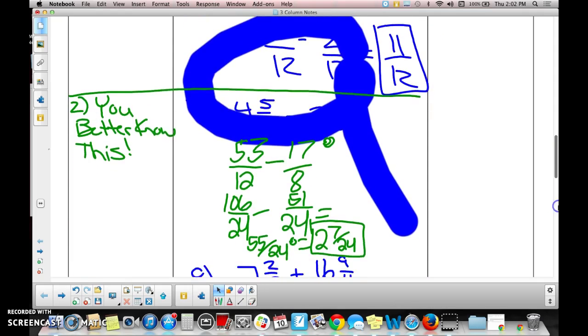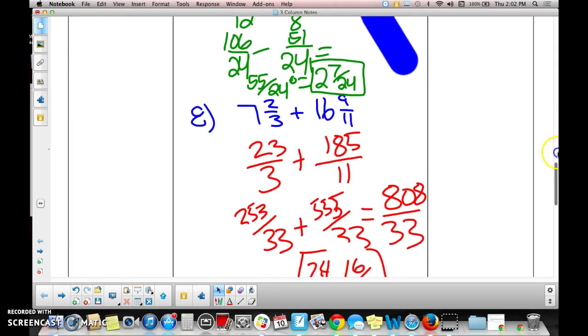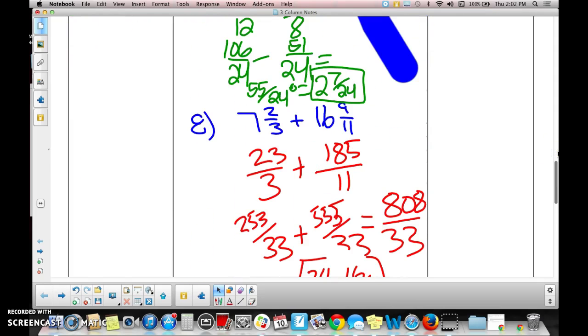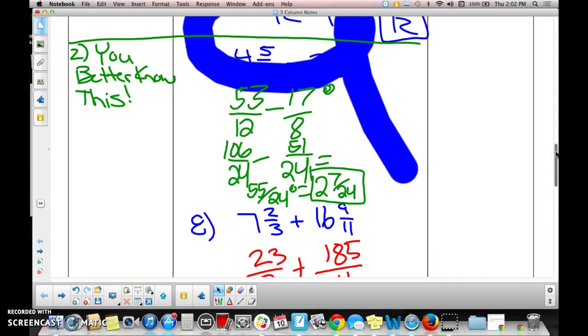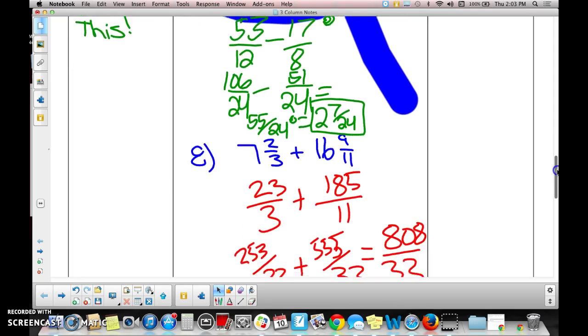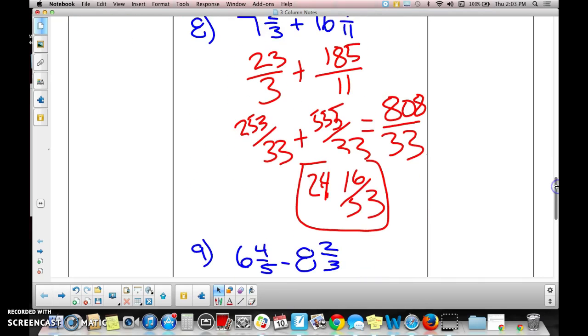That happens sometimes. Number 2 main idea says you better know this. The reason we said you better know this is because it's a review, and we've already done it. You guys are the ones who did number 7, number 8, and number 9 using proper form, even though I don't know how to get rid of that big number 9. So I'm going to go down to number 8 because you can't really see number 7 with the big 9 there.